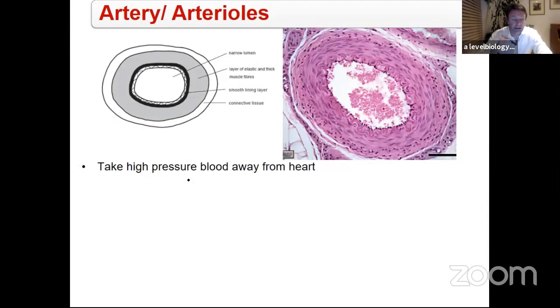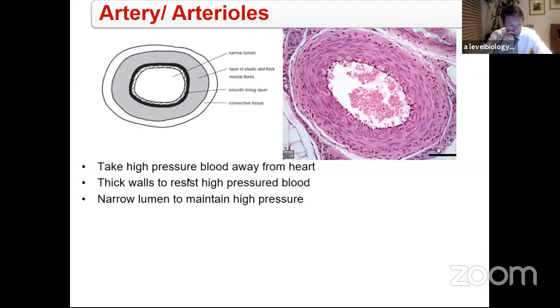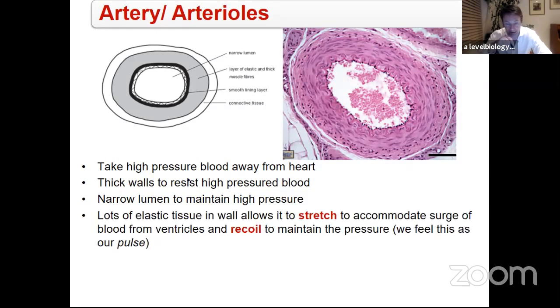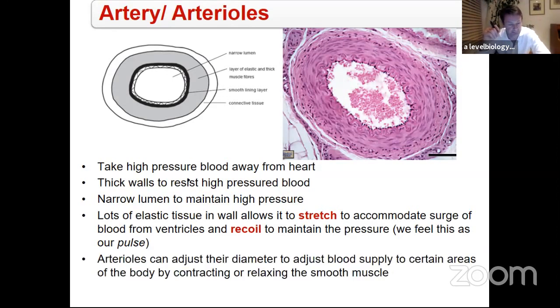Okay, so the arteries take the high pressure blood away from the heart. You've got thick walls, you've got a narrow lumen to maintain the pressure, lots of elastic tissue to enable it to stretch and then recoil back. And you feel a pulse running through you, which is the recoil of the blood as it's being pushed through your system. And then the arteries can change their diameter by contracting or relaxing the smooth muscle to supply more blood to certain areas.